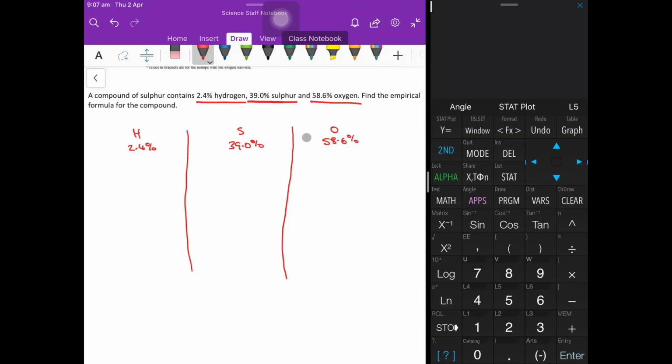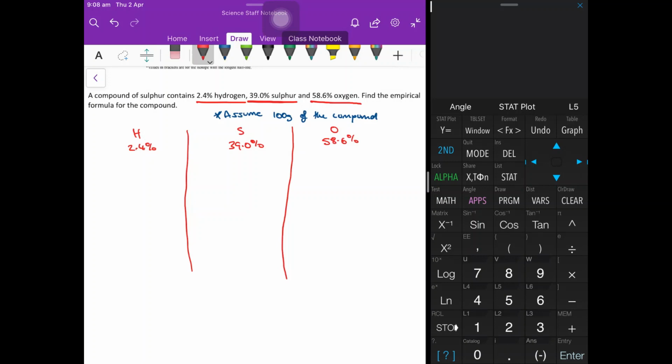And at the moment, they're percentages. So to get them to moles, though, we have to do a little bit of thinking first. We have to approach this in a unique way. Think about this a different way. Let's assume for a second we have 100 grams of the compound. If I assume we have 100 grams of this compound containing sulfur, what does that mean?